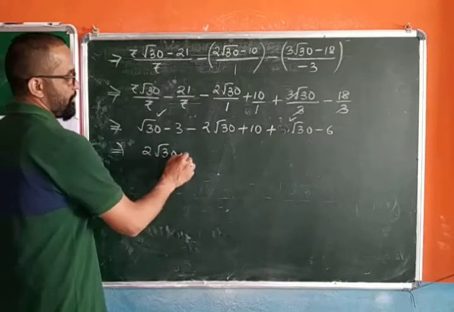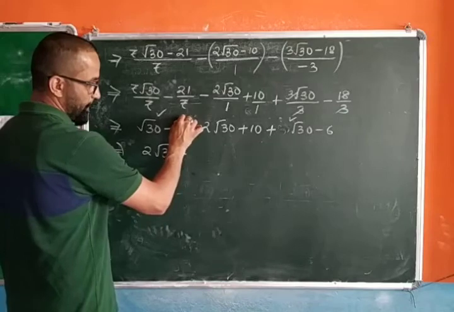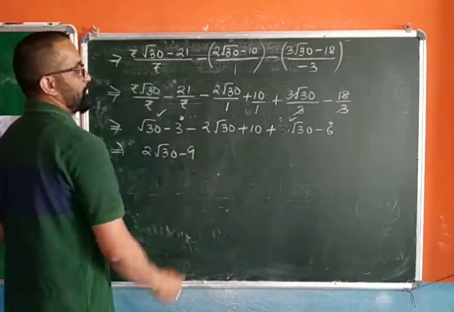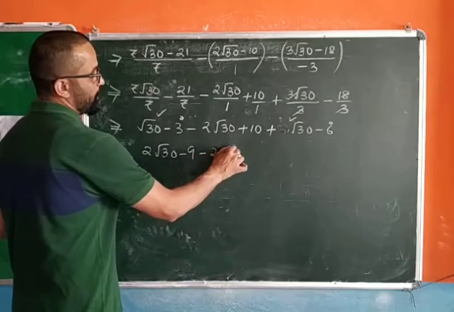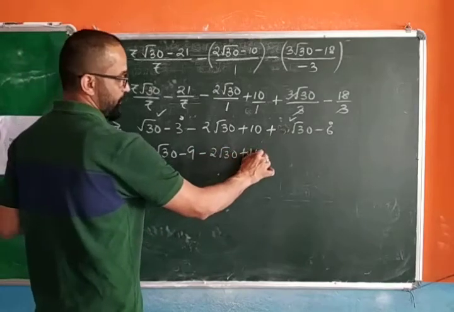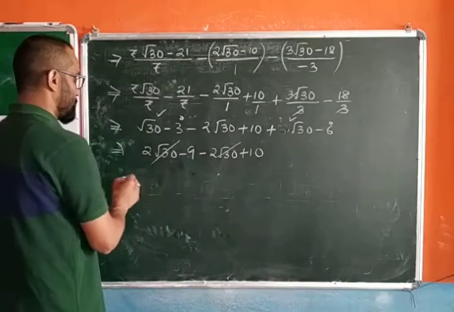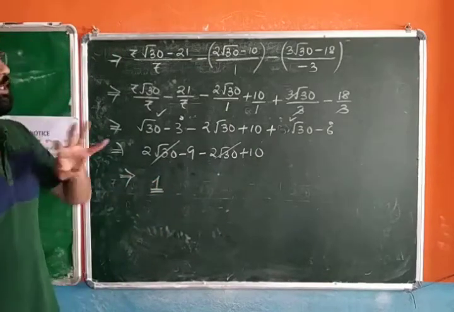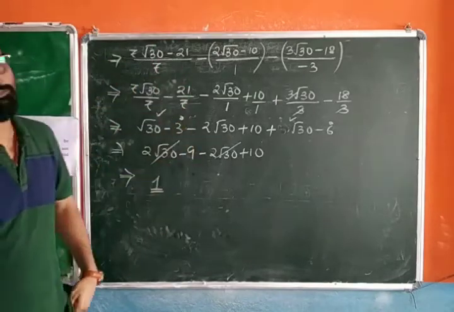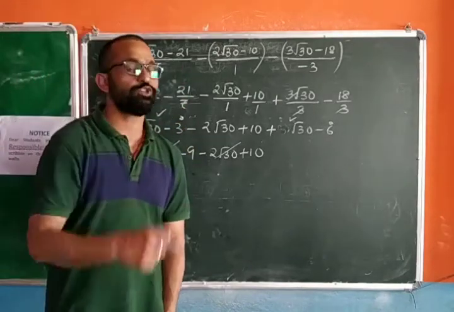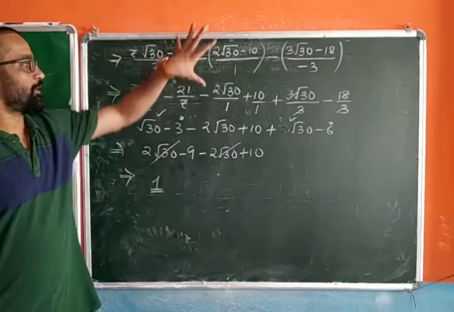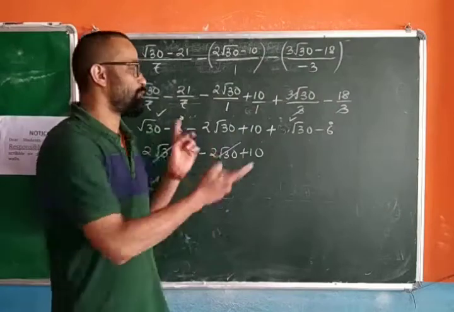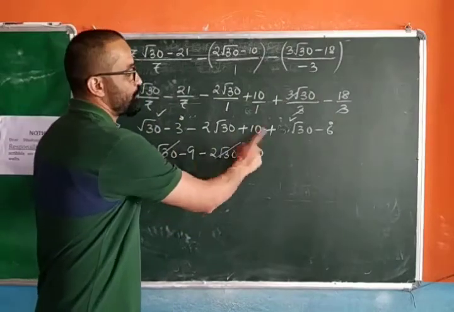Minus, you have negative terms here, so it is 9. Minus 2√30 you write, plus 10. Minus plus cancels, and you simplify this, you get 1. Or you can do it individually and then finally simplify. There are two different ways to simplify it. Each term is taken, rationalized, and whatever value you get, you then substitute in this one.